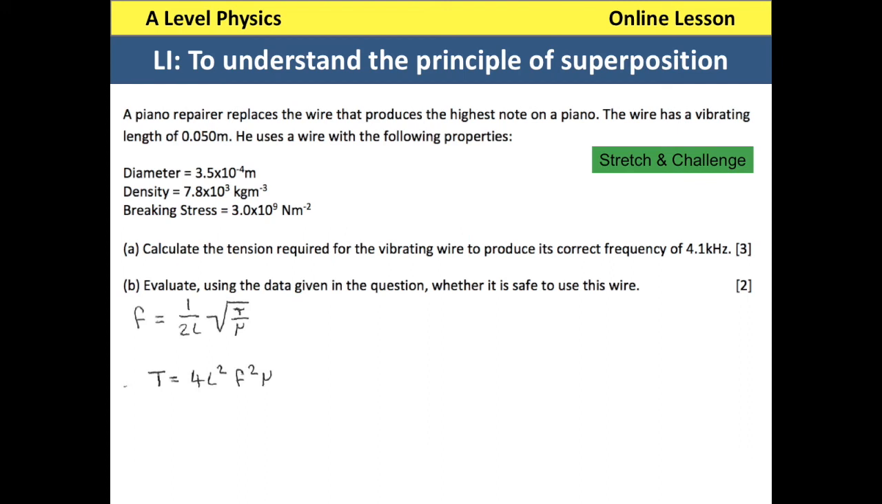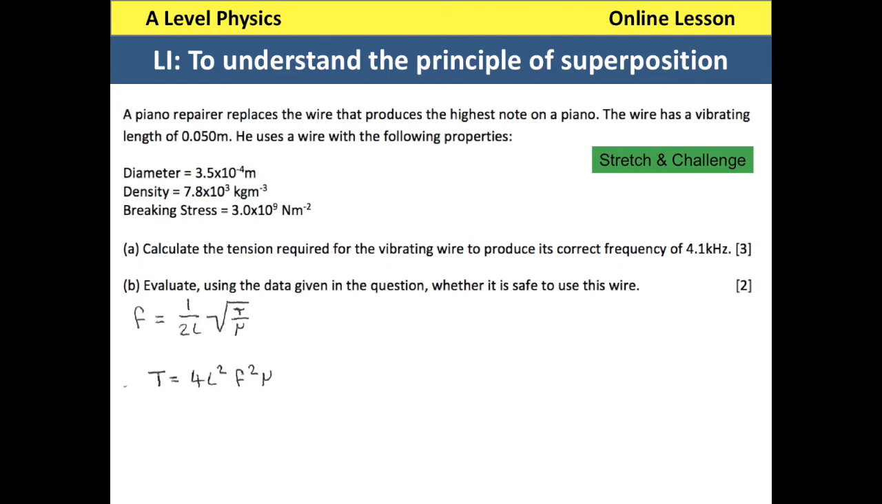The length was given to us in the question as 0.05, so that's not a problem. The frequency is 4.1 times 10 to the 3 hertz, because obviously we'd want it in hertz, not kilohertz. But the value of mu has not been given in the question. I do not know what the mass per unit length of the wire is yet. So I will try and work it out.